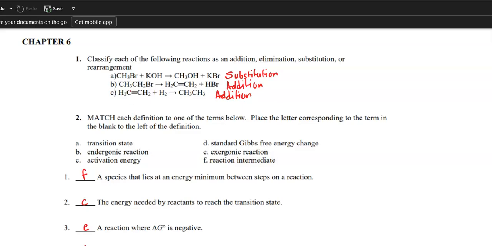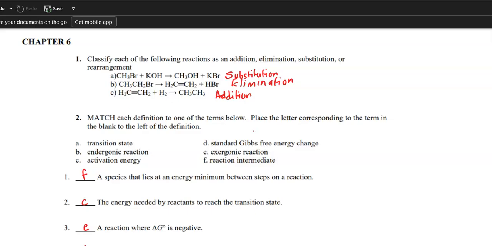In the second one, the second one is an elimination reaction, where you have eliminated a small molecule like HBr. And then the third one is an addition reaction, where you have added the hydrogen to the double bond.